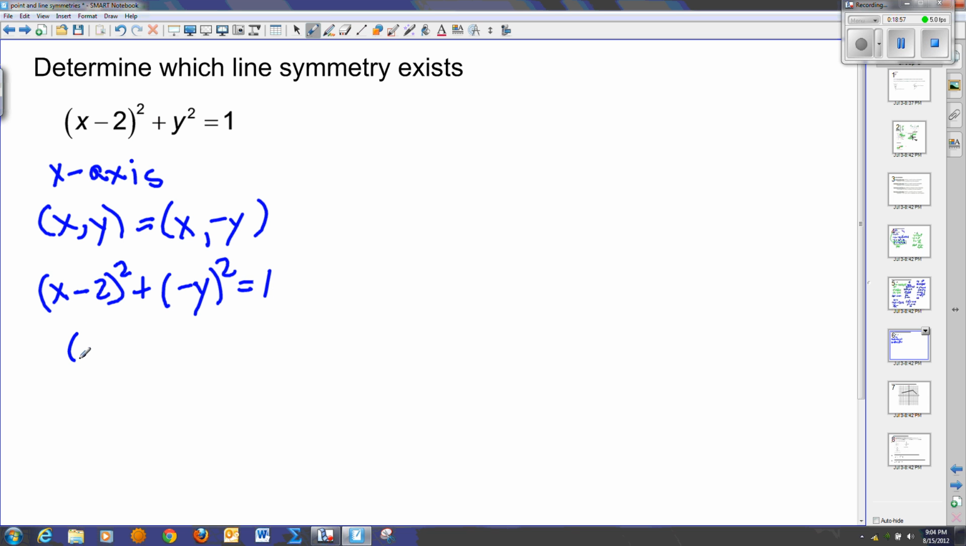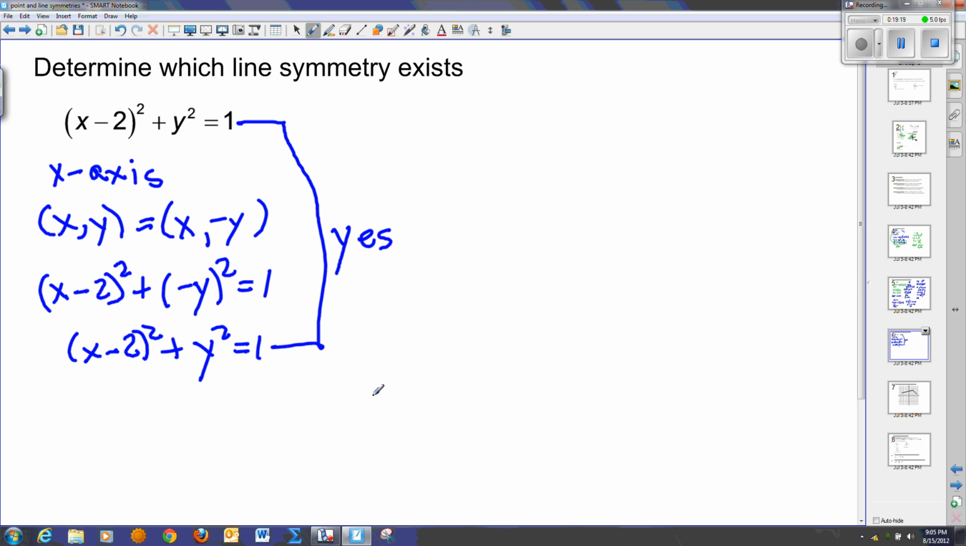So you'll notice x minus 2 squared has not changed. It's exactly the same as the original. The opposite of y squared is just y squared. 1 doesn't change. So you'll notice these are the same two equations, which we wanted. So yes, that is x-axis symmetry.